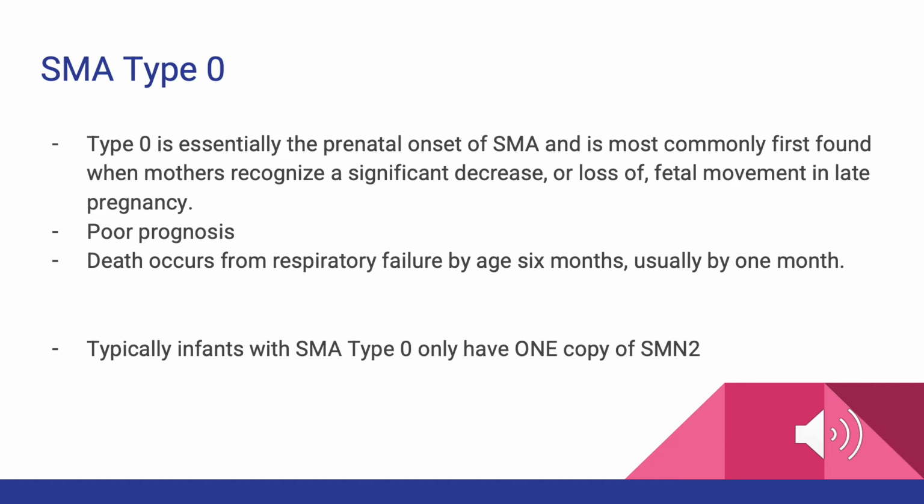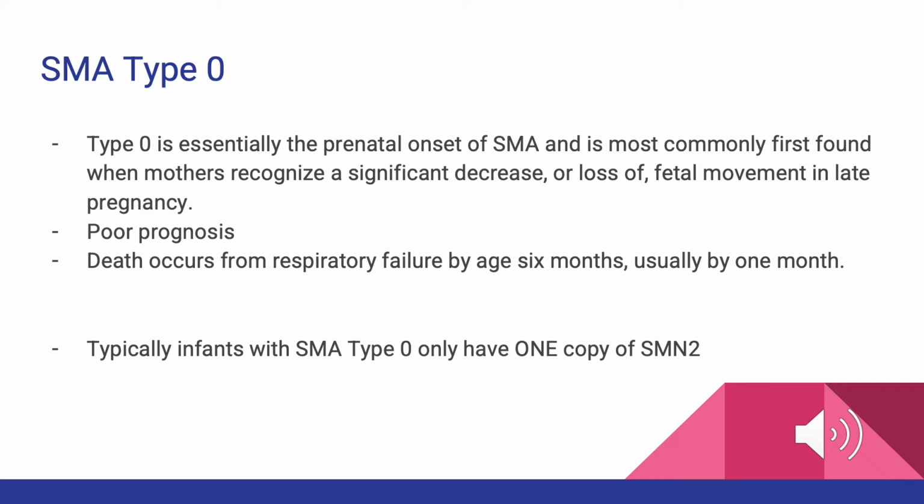Starting off with the most severe form of SMA, SMA type 0. This is also the earliest onset of SMA, the prenatal onset. It's most commonly recognized by mothers who will experience some fetal movement earlier in pregnancy, and then as pregnancy goes on, they notice a pretty significant decrease in fetal movement, even to the point of no fetal movement at all. This form of SMA has the poorest prognosis, as the infants typically will die by the age of 6 months and pretty commonly by the age of 1 month.